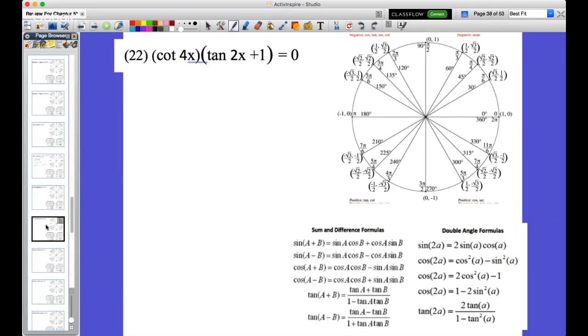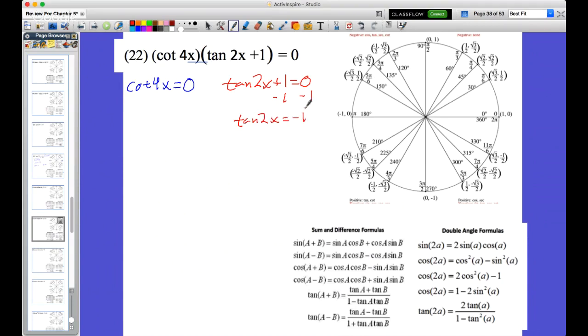Now, if I'm looking at something like 22, we know the process. If you have something here times another value, so cotangent of 4x times tangent of 2x plus 1 equals 0, it doesn't matter what either one of these are. We're going to set them both equal to 0. So we're going to set cotangent of 4x equal to 0, and we're going to set tangent of 2x plus 1 equals 0. Let's solve for this tangent one first. To solve for the tangent, I'm going to subtract 1 on both sides, and that's going to give me tangent of 2x is equal to negative 1.